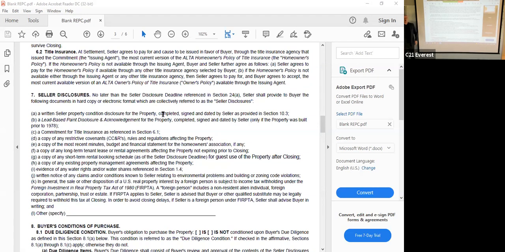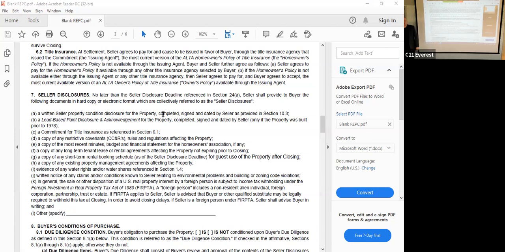Item B, if the home was built before 1978, so if it's 1977 or earlier, you must include a lead disclosure. Now, fortunately, the MLS has made this addition to help you, in that it requires this to be uploaded based on entering 1977. So the MLS has helped you here to at least include the information, but you still got to provide that to the buyer. The title commitment.